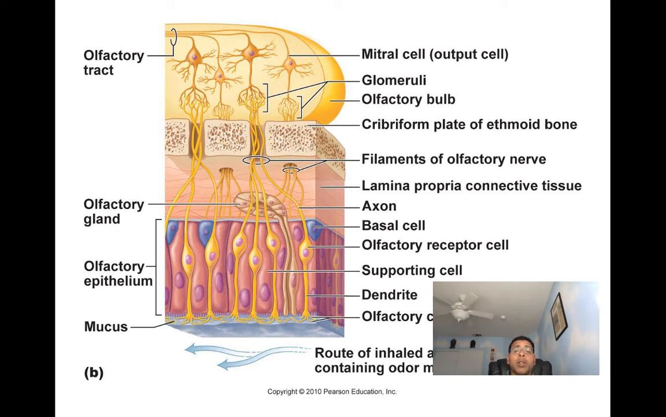So here, let me orient you to where we are at. Here we've got the cranial cavity, and then here we have the nasal cavity. And then here we can see the cribriform plate of the ethmoid bone. So here we can appreciate the olfactory tract. Then we can appreciate our olfactory receptor cells, or our olfactory sensory neurons.